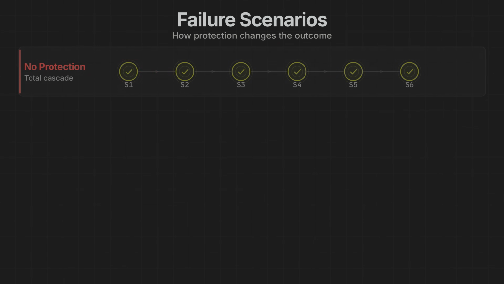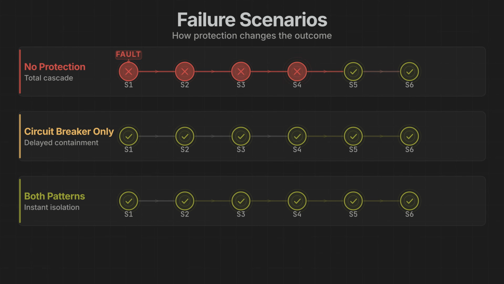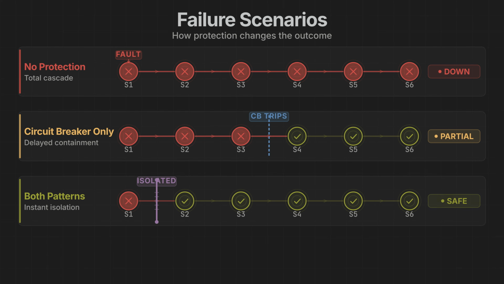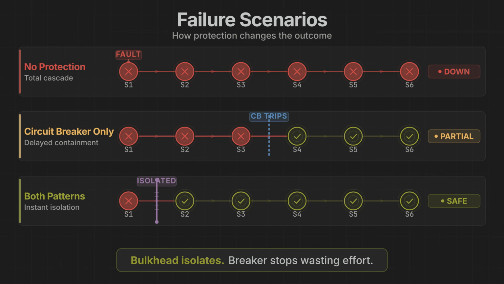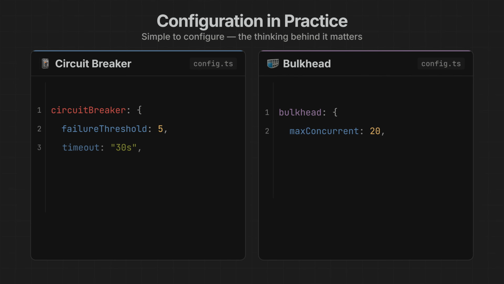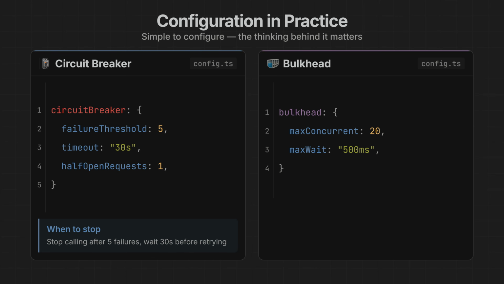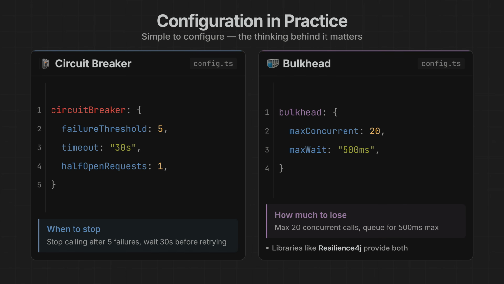Without protection, one failure cascades everywhere. With just a circuit breaker, the cascade stops, but there's a window where damage spreads. With both, the failure is isolated from the start, and the breaker ensures you stop wasting effort once the pattern is clear. In practice, libraries like Resilience4j give you both. Set a failure threshold and timeout for the breaker, set concurrent call limits for the bulkhead. The configuration is simple, the thinking behind it is what matters.